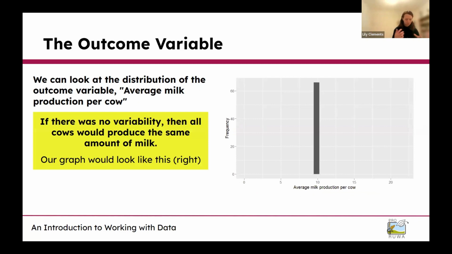Now let's just have a quick step back. What do we mean by variability? Well, if there was no variability, then all of the cows would produce the same amount of milk. So it would just look like this.